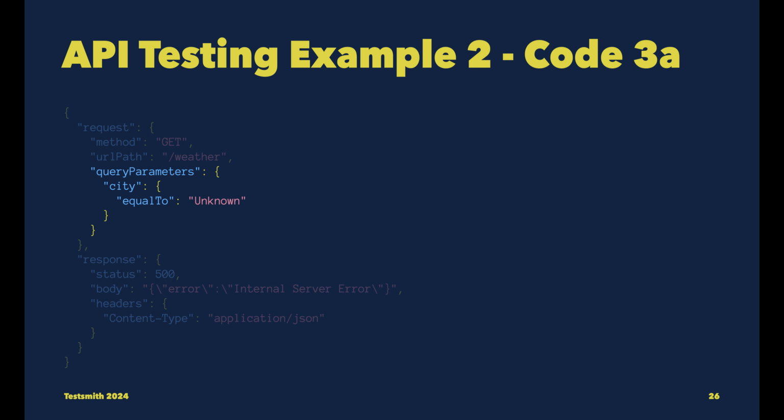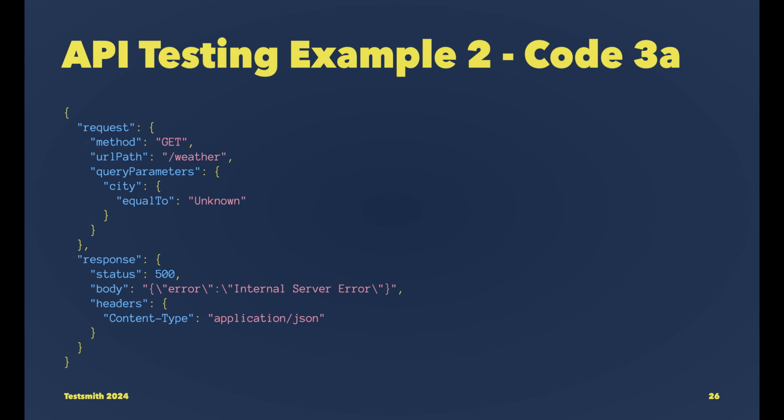This setup is part of the request configuration, specifying that the endpoint should only match requests where the city query parameter is exactly unknown. These lines define the response status and body. The response status is set to 500, indicating an internal server error. The response body is a JSON object containing an error key with the value internal server error. This simulates a scenario where the server encounters an error while processing the request.